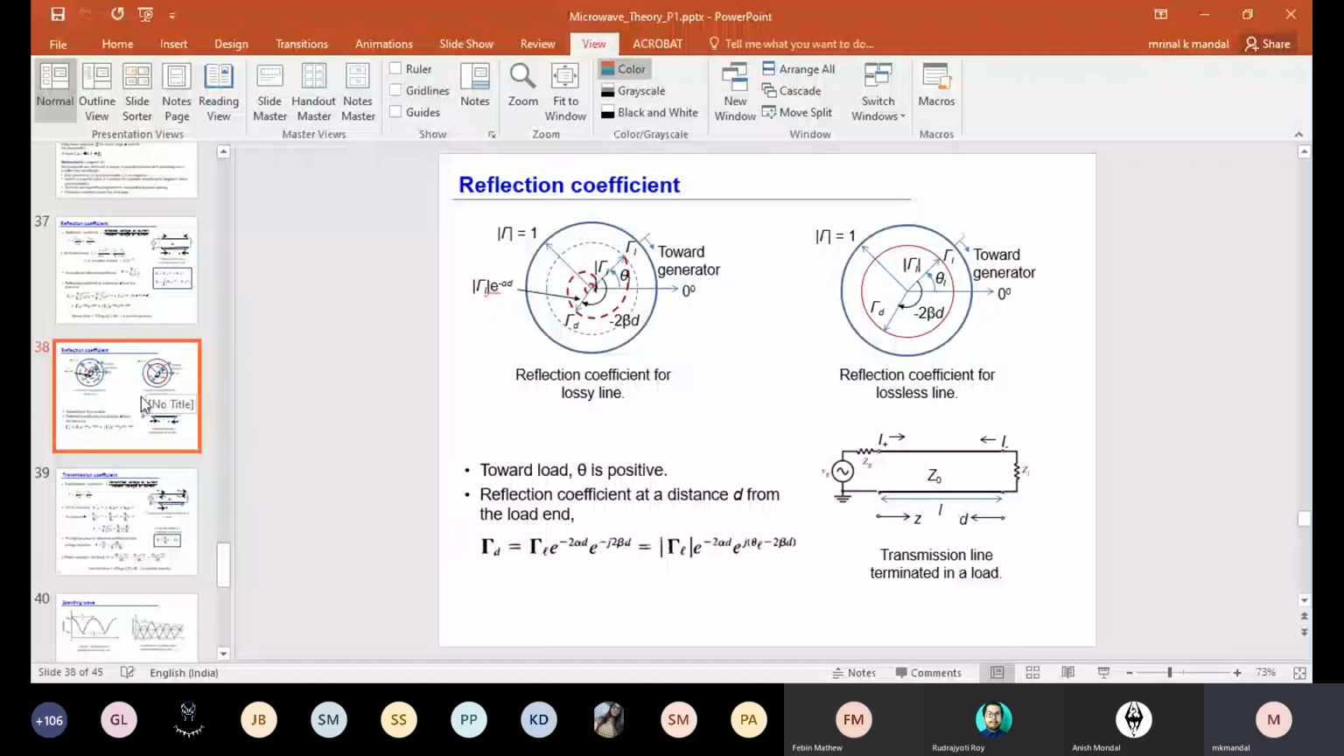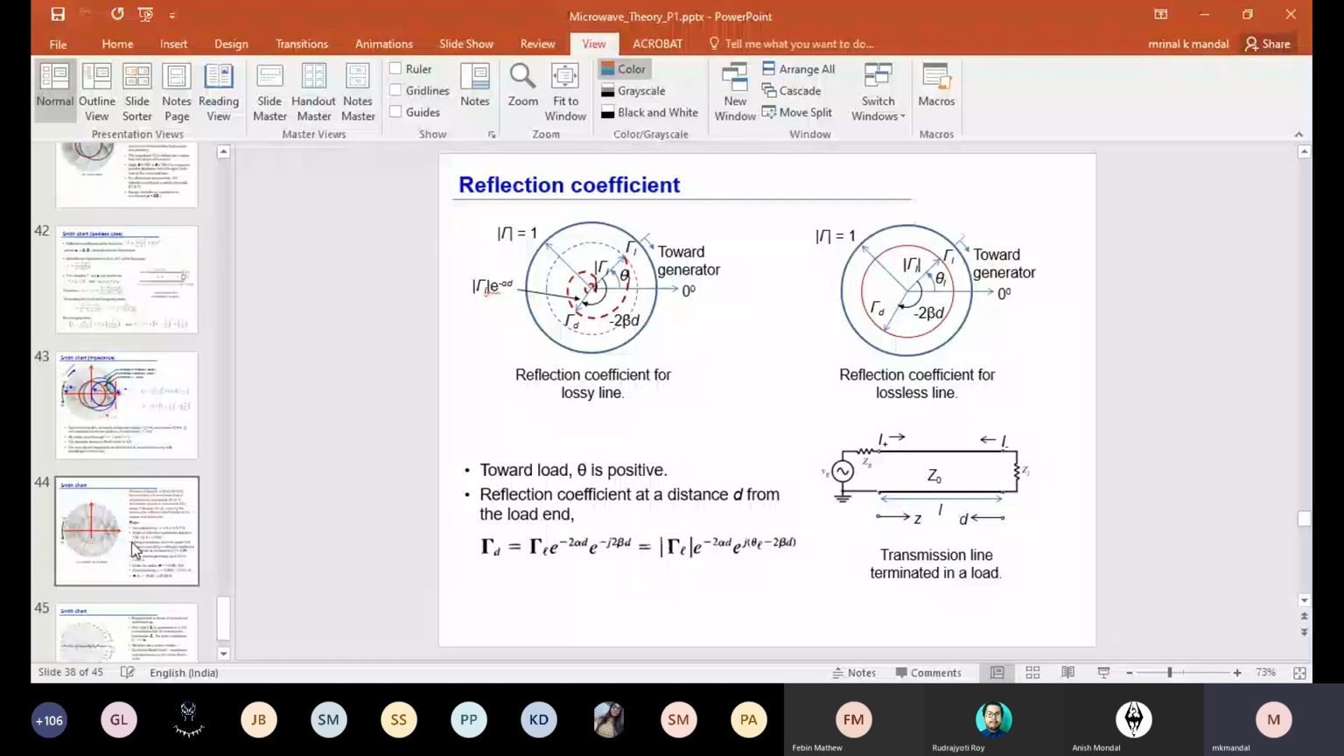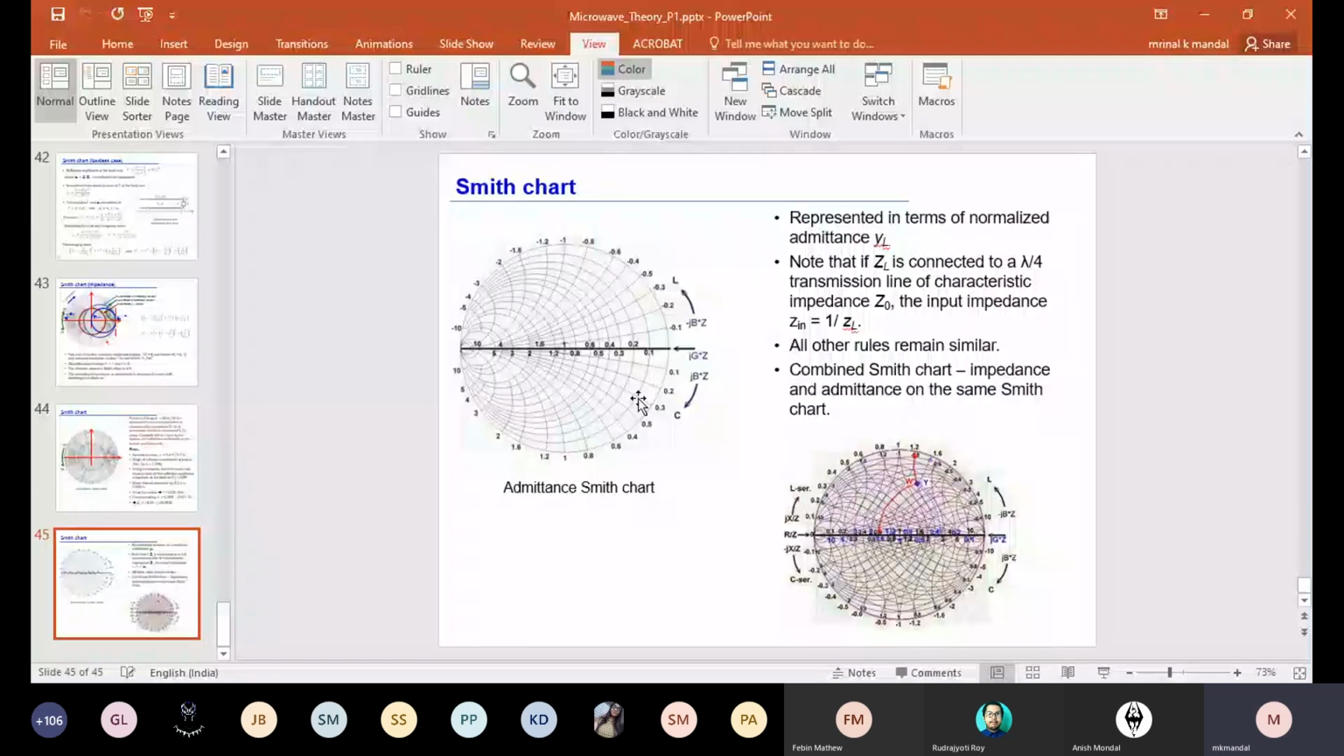Here in this expression, you can see that if I move by d, then the reflection phase changes by twice that. So you can move by that distance, read that value, and consider it as the YL value. Another thing we can do to obtain the admittance Smith chart is rotate the whole Smith chart by 180 degrees, from the same logic. Then these values remain the same. We don't have to think about it like that.